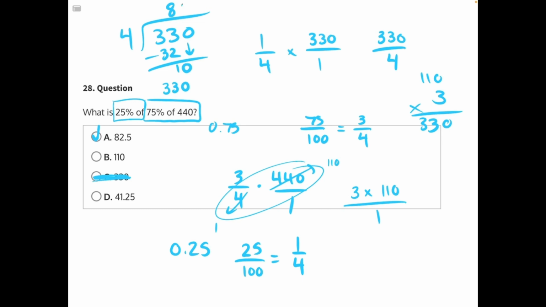4 goes into 10 2 times. 8, we would subtract. Sorry that these are lining up, they're overlapping a little bit. We have 2, we have to add a decimal, bring down a 0. 4 can go into 20 5 times with no remainder, meaning A, 82.5 is our correct answer.